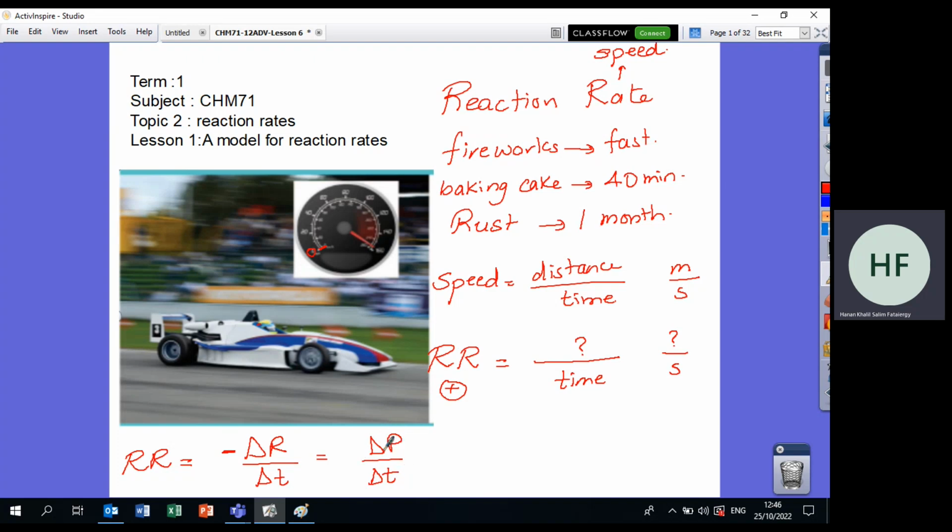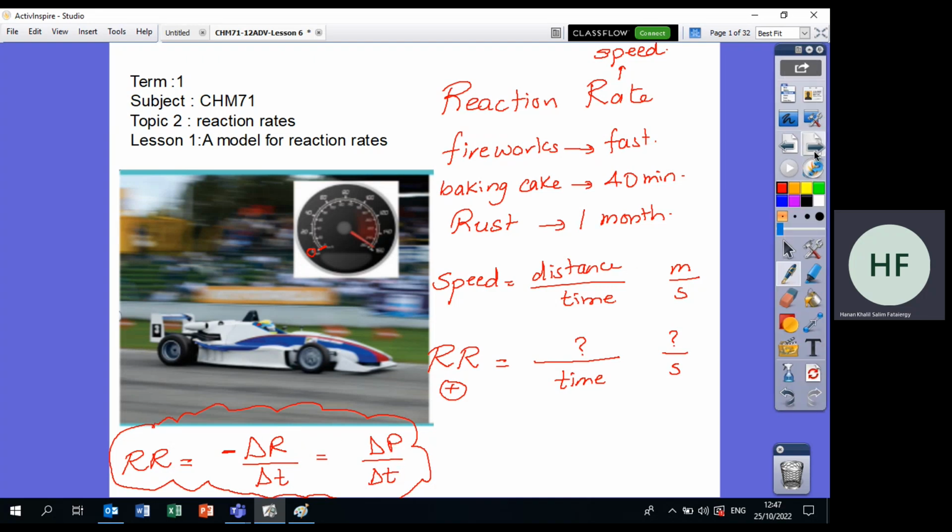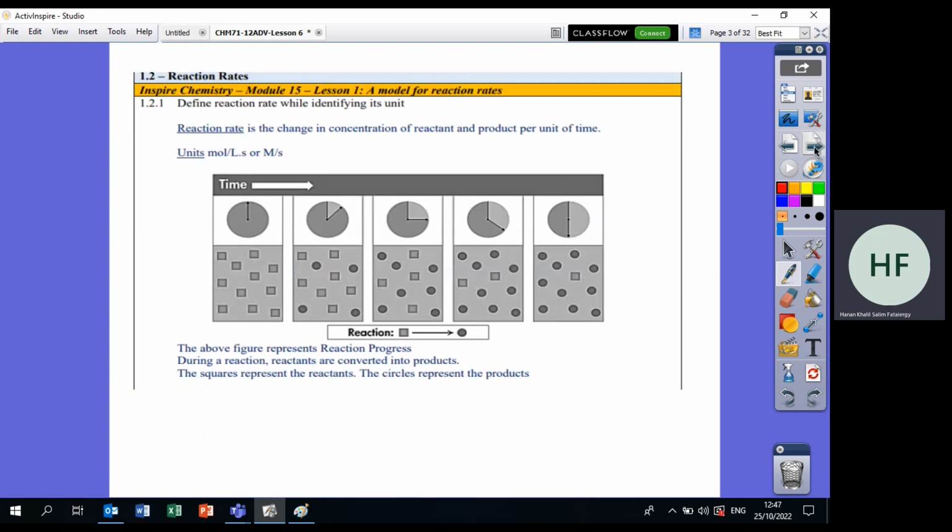For delta P, because it's increasing, delta P will be positive, so no need to put a minus sign. So this is the first rule you need to memorize in this lesson: RR equals minus delta R over delta T, or delta P over delta T. Okay, now let's do another question.